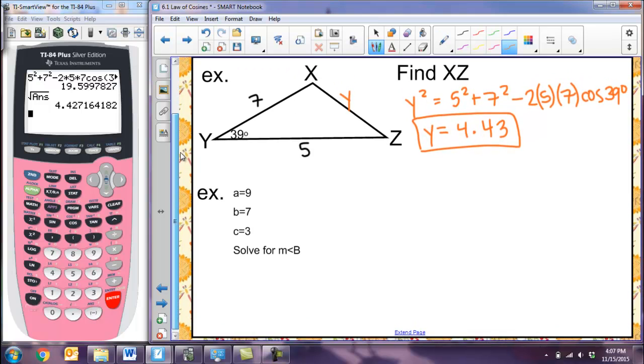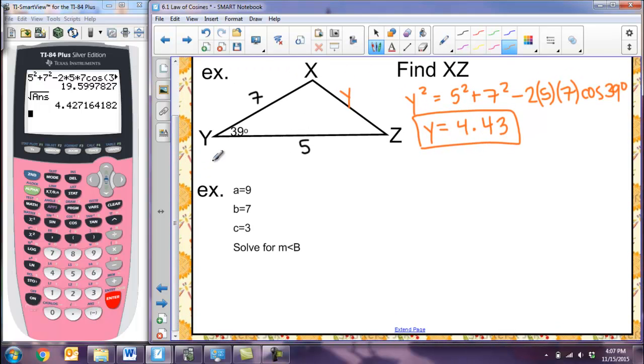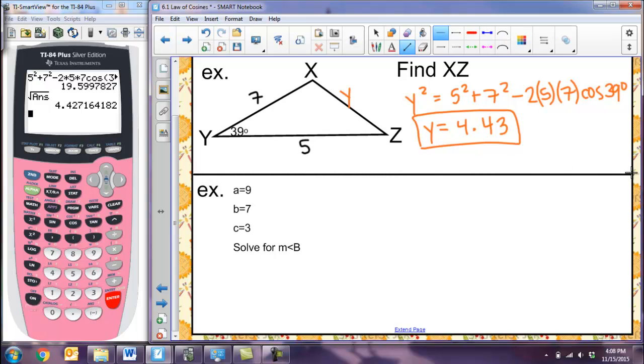The next application is going to look like this second example down here. I'll draw a line so I'm not confused. So they give me a equals 9, b equals 7, c equals 3, and we need to solve for the measure of angle b. So your first step here is you need to draw yourself a picture. Remember, we're not dealing with right triangles anymore, so it doesn't matter how ugly your triangle looks. Also, you cannot use the Pythagorean theorem here, because c would be my hypotenuse, and it's a lot smaller than all the other sides.